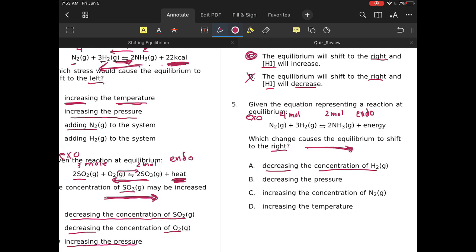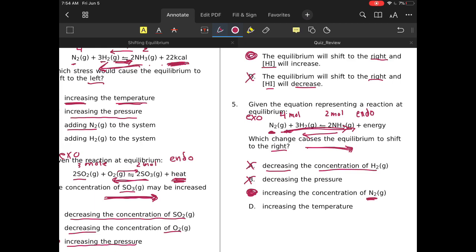Okay, if we decrease the concentration of H2, that will not shift it to the right. When we increase our reactants, we can shift it to the right. If we decrease the pressure, we will favor the side of the reaction with more moles. If we increase the pressure, we favor the side of the reaction with less moles. So decreasing the pressure would shift it to the left, not the answer. If we increase the concentration of N2, yes. If we increase the concentration of reactants of the forward reaction, we will drive the reaction forward. So increasing the concentration on the left side will shift it right.